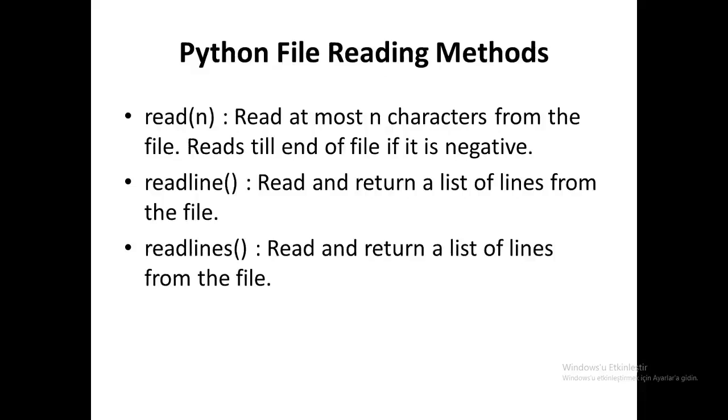Python file reading methods. There are various methods available with the file objects in Python. These are the methods we will use today. The first method is read. Read at most n characters from the file. Read till the end of the file if n is negative. But if we don't put any parameter there, it will read the whole file.